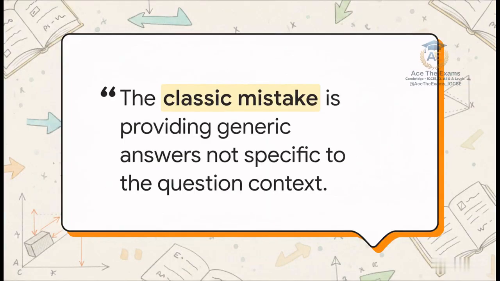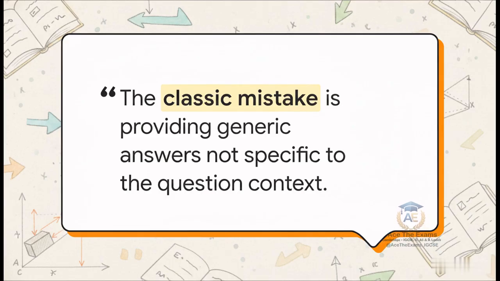And the proof is right there in the principal examiner reports. They literally state the classic mistake is providing generic answers not specific to the question context. Always link every point to the given scenario. This is an absolute game changer. Examiners repeatedly warn that generic answers ruin grades, which creates massive stakes for anyone who's just rushing through coplanar vector questions. It tells us that superficial breadth isn't enough.